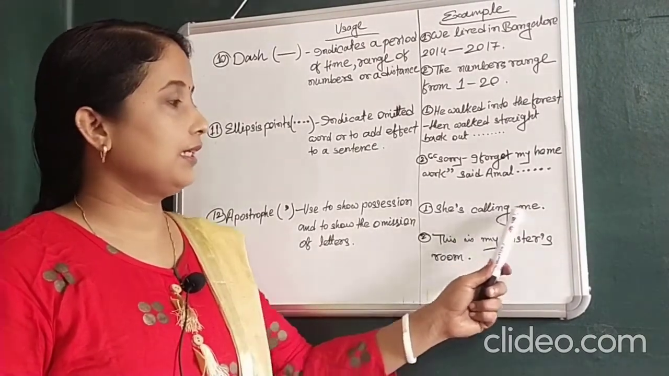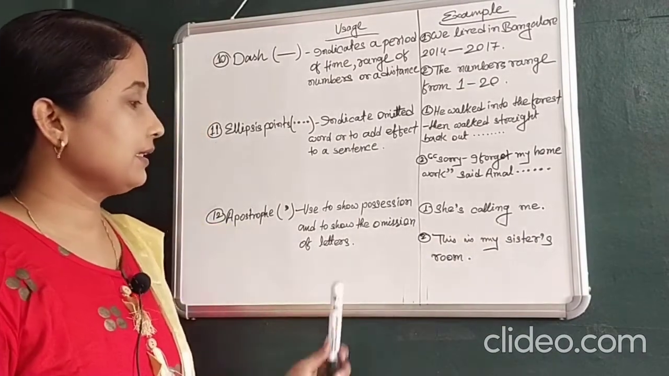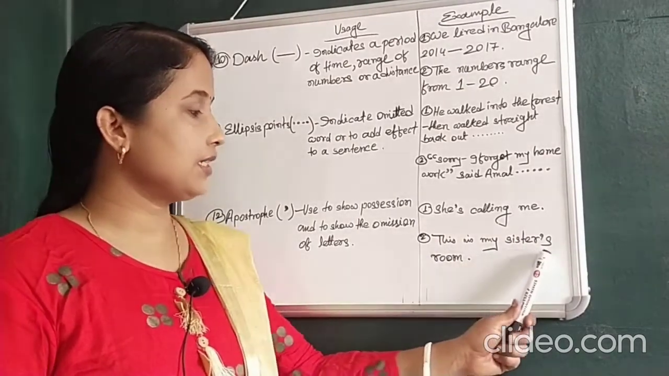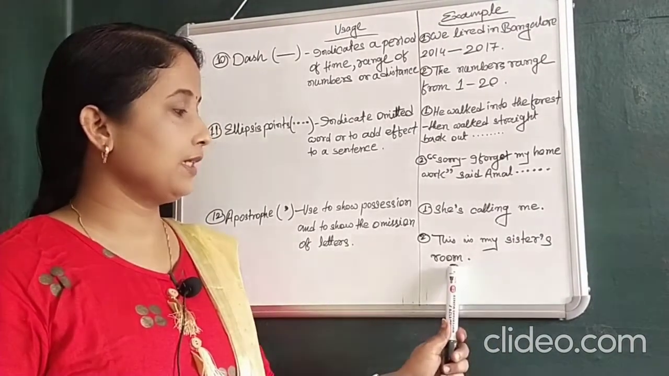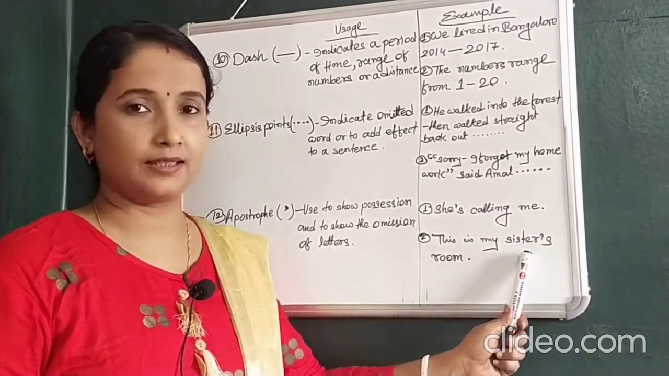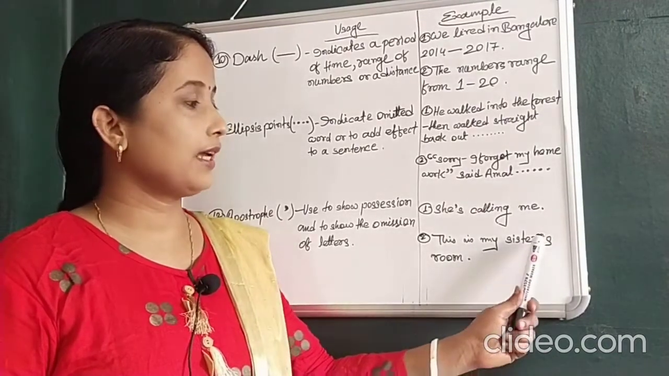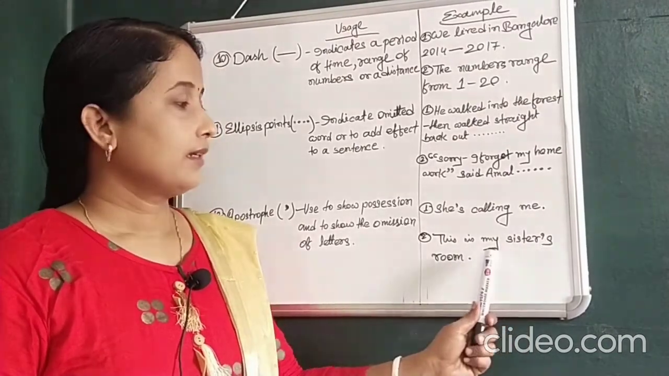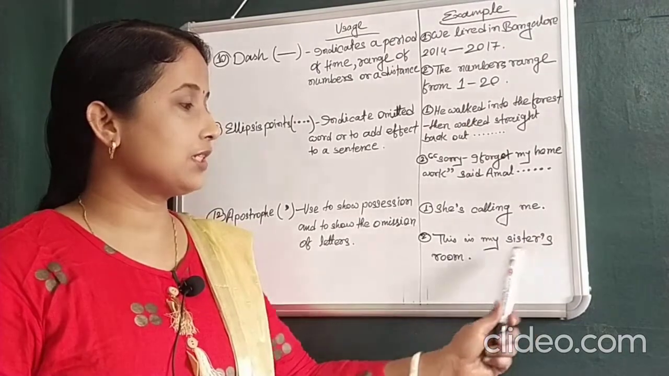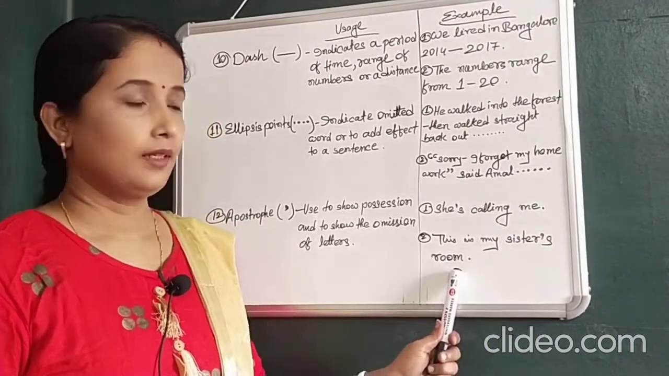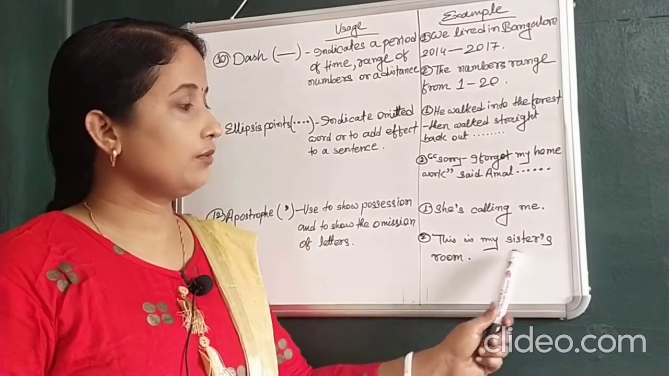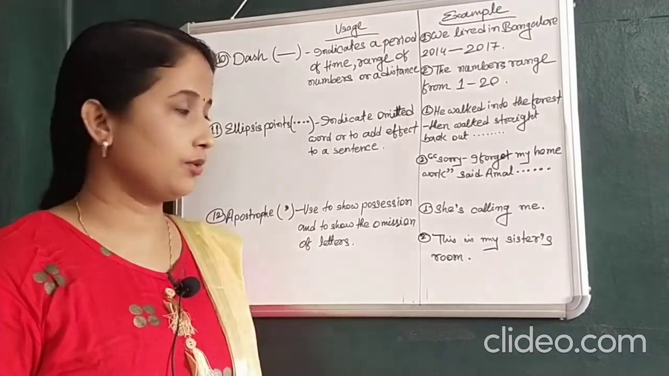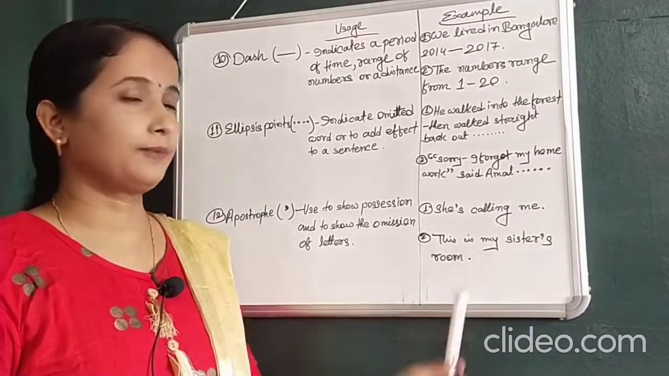She's calling me. Next example, this is my sister's room. Sister's room. This room is the possession of my sister. So here we use an apostrophe as in sister's room, meaning the room of my sister. So we use an apostrophe to show possession.